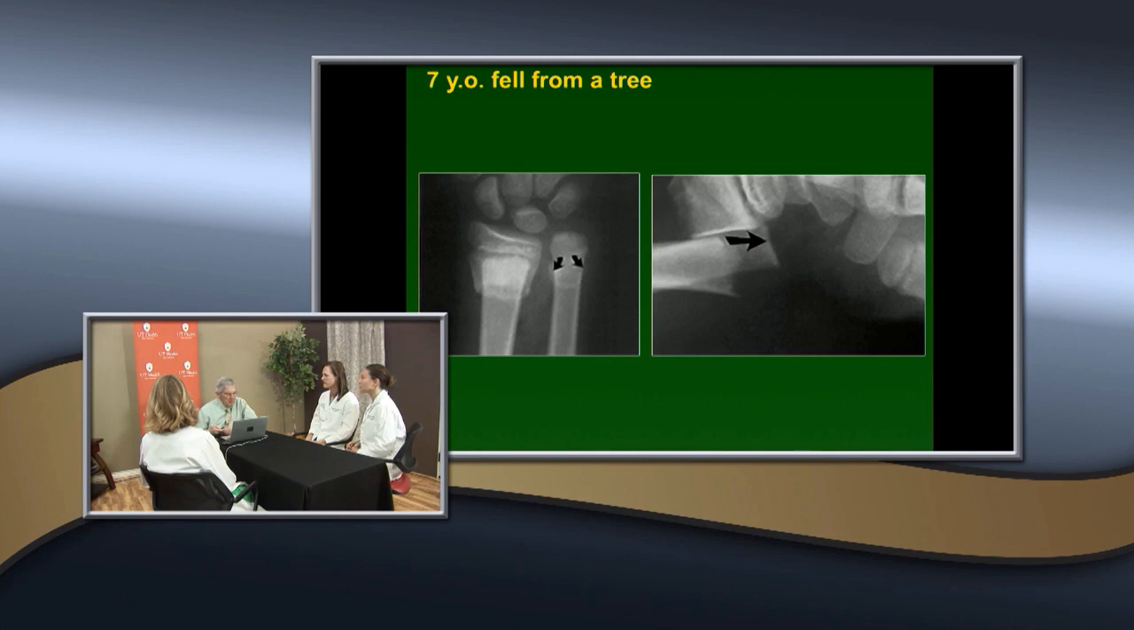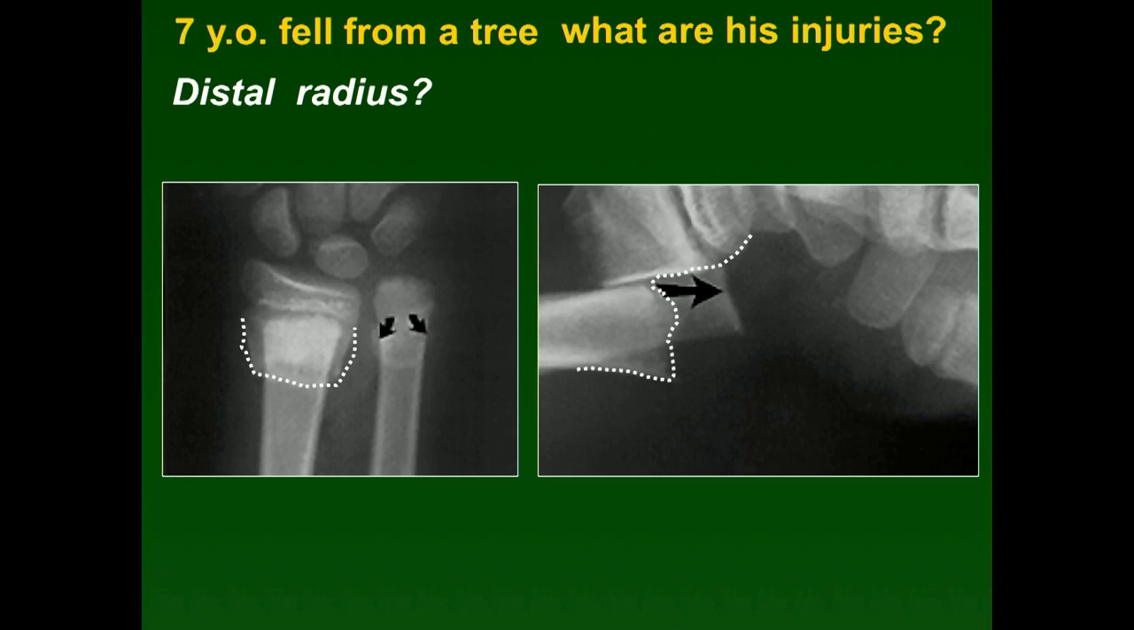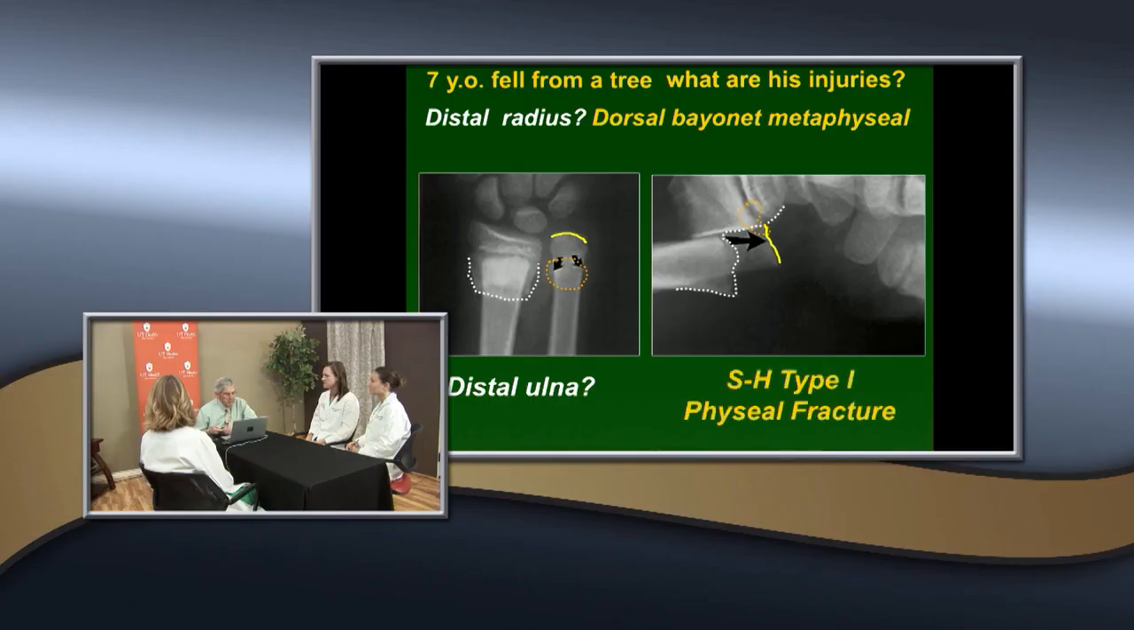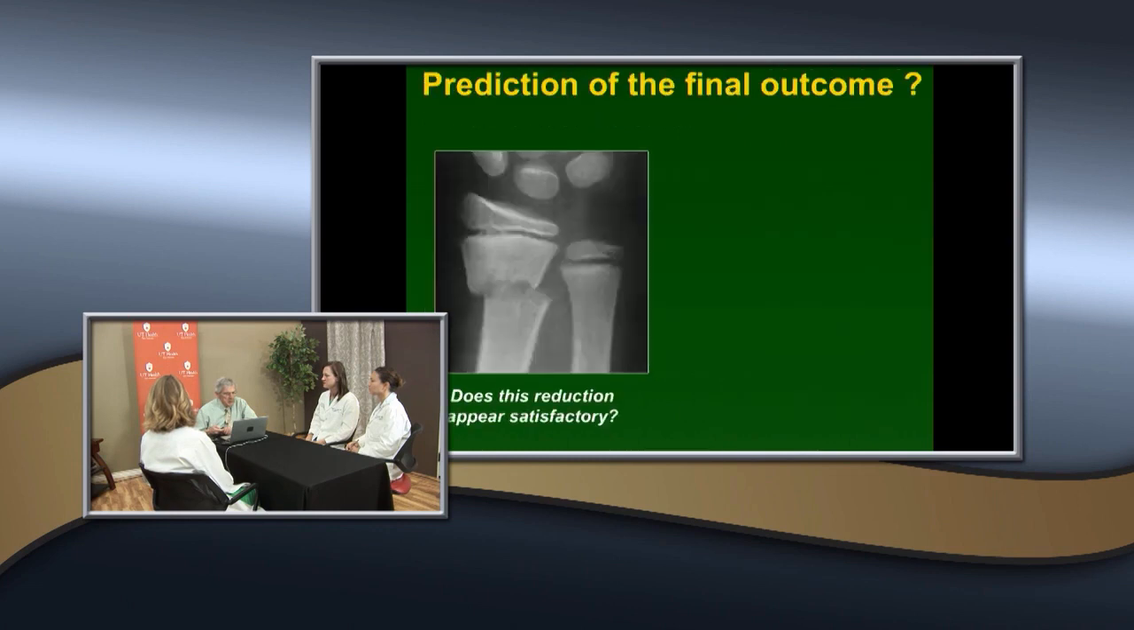Well, maybe a little bit farther distal. The distal radius is a bayonet apposition dorsal. And this one here, the distal ulna, though, is probably a type 1 physeal injury, which is very rare. Does that bother you? Well, that's Salter Harris type physeal injuries.